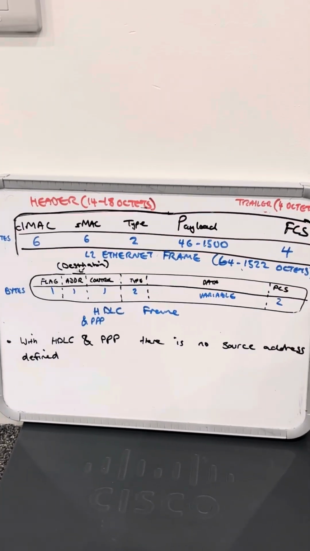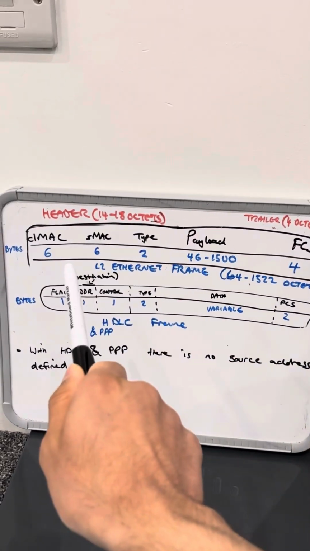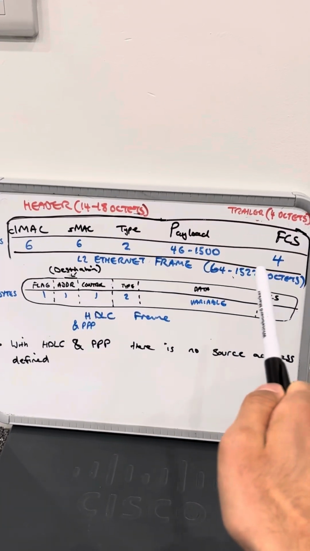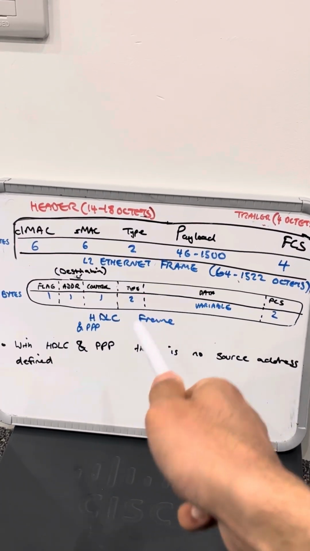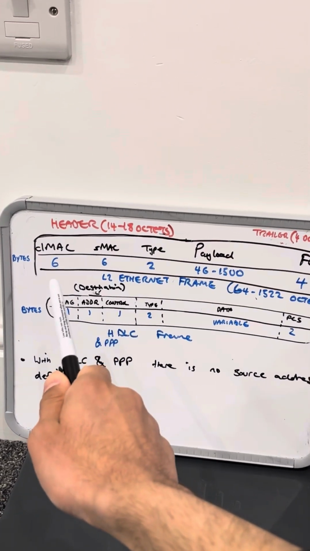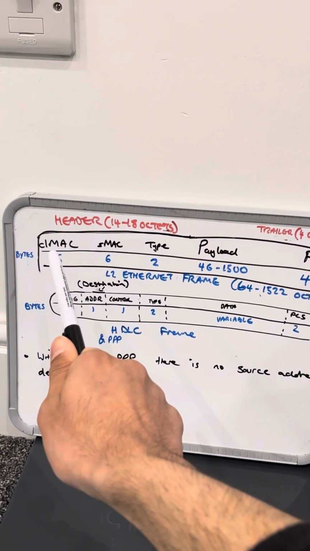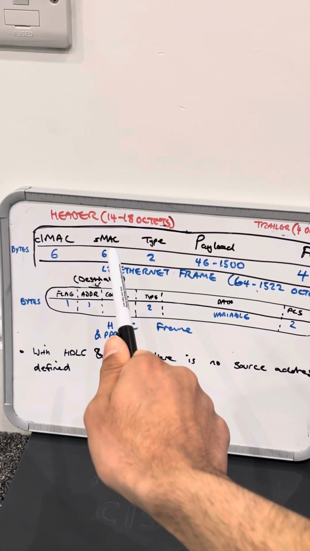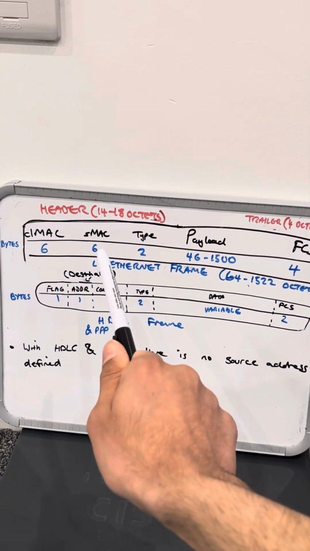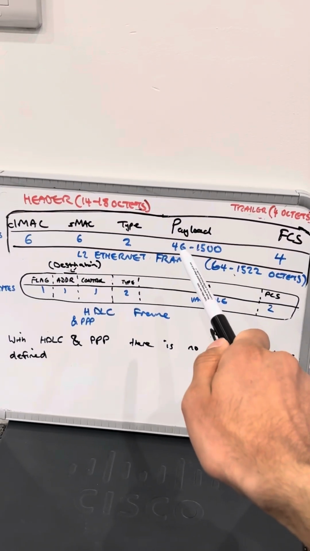When we look at the structure of an Ethernet frame compared to an HDLC frame, we'll see some similarities, but there's some differences, because the Ethernet frame here is a bit more complex. It's not really complex, but it has a bit more to it than the HDLC and PPP frame. So the layer 2 Ethernet frame has 6 bytes for the destination MAC address, that's DMAC, then SMAC, the source MAC address, again 6 bytes. Then there's a type field, which has 2 bytes, and then the payload field.